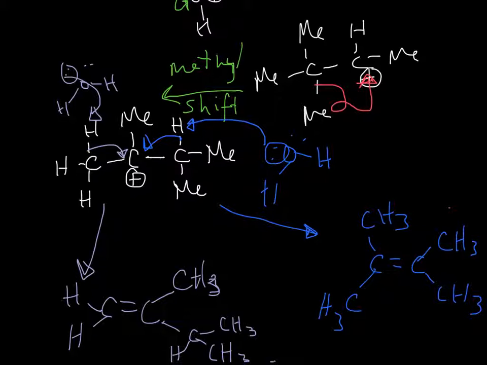So that's the reason why I would expect you to say, and you should be able to name that one, because it's going to be 2,3-dimethyl-2-butene. This other one, we have 1, 2, 3, 4. It's going to be a 1-butene. So it's going to be 2,3-dimethyl-1-butene. But just to reiterate, you can expect a rearrangement.